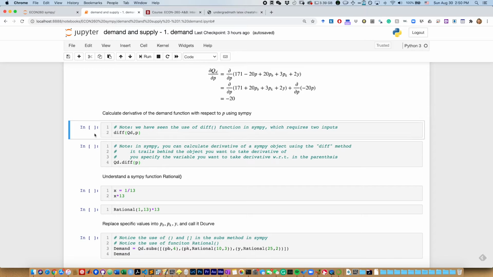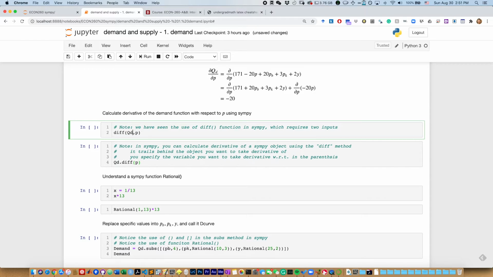Well, we've already seen in our introduction video about using the diff function in sympy to take derivatives. The diff function takes two different arguments or inputs. You need to specify what is the function that you would like to take the derivative of. For instance, in this case, we want to take the derivative of qd. And then you need to specify what the derivative is taken with respect to. In our case, we take the derivative with respect to p. So we need to specify that after the comma. The comma separates the two inputs in this function.